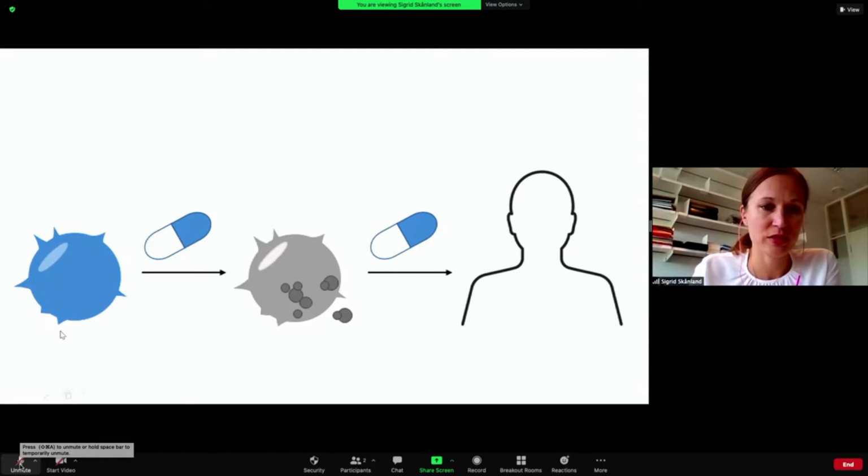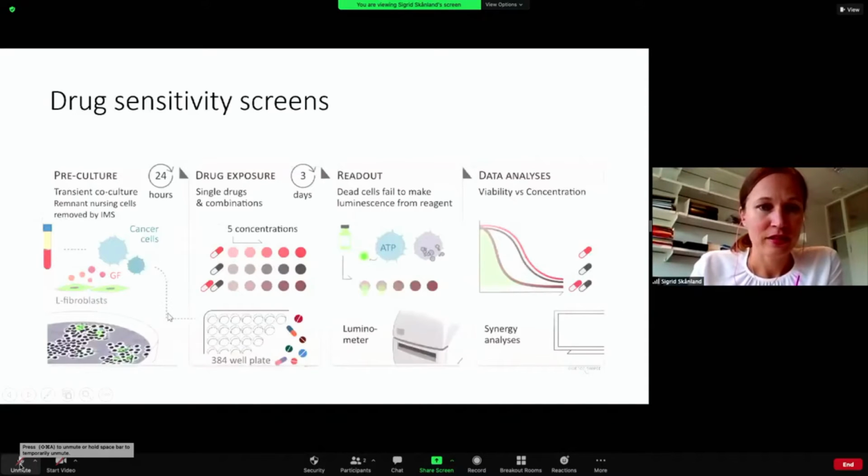Our approach is to isolate the CLL cells from blood samples, and then we treat them with different drugs, and we see if they are killing the CLL cells or not. The hypothesis is that those drugs that are effective outside of the body will also be effective in the patient. Here are some more details of how we are doing these experiments. When the CLL cells are taken out of their natural microenvironment in the blood, they rapidly undergo spontaneous apoptosis, so they are not very happy.